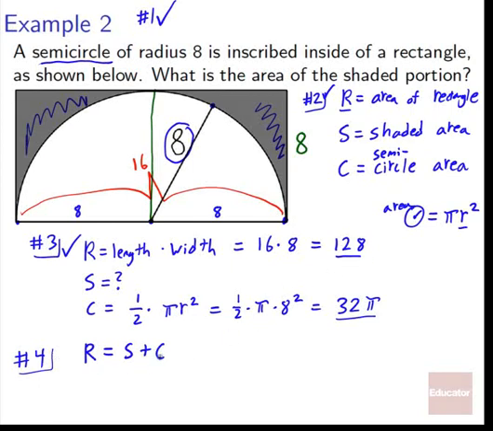We've got numbers, so let's get S on its lonesome because that's what we're looking to solve. So R minus C equals S, the area of the shaded area, is equal to the rectangle's area minus the area of the semicircle.